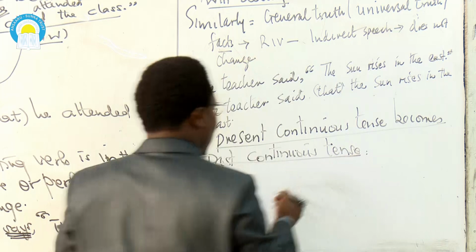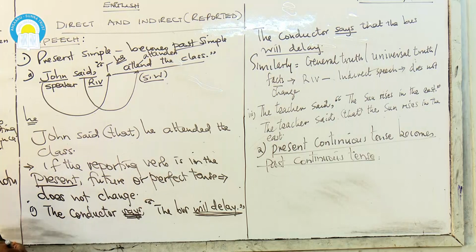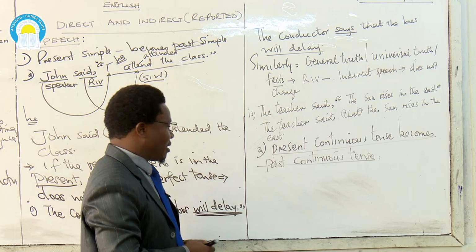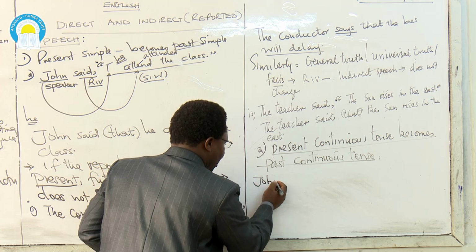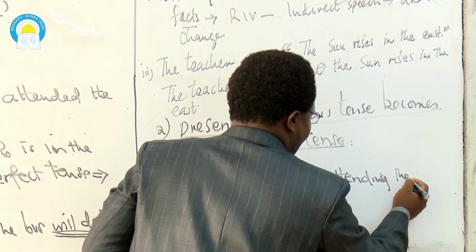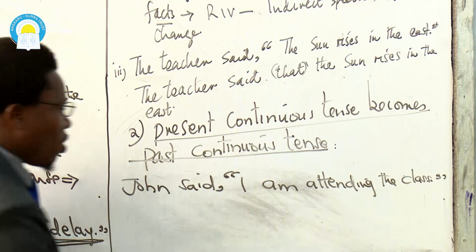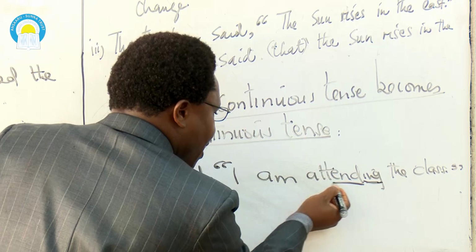If I mean to retain my sentence, John said, "I attend the class," and we are to write this sentence into present continuous tense, viewers, it becomes: John said, "I am attending the class." The sentence is said to be in the present continuous tense because of the presence of -ing on the main verb attend.